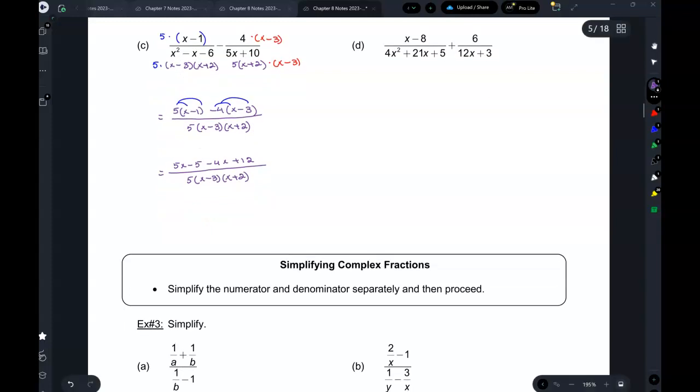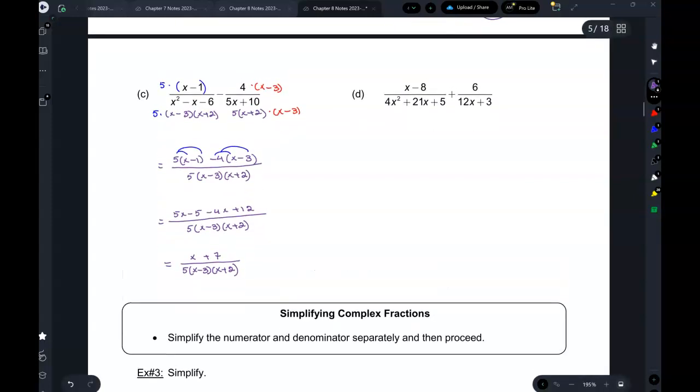Please don't waste time multiplying out that denominator all over again and undoing what you've done in the first place when you factored, okay? All right, so 5x minus 4x, that is an x, minus 5 plus 12, that's a plus 7, over 5, x minus 3, x plus 2. And if that's not a beautiful fraction, I don't know what is. All right, let's go over here.